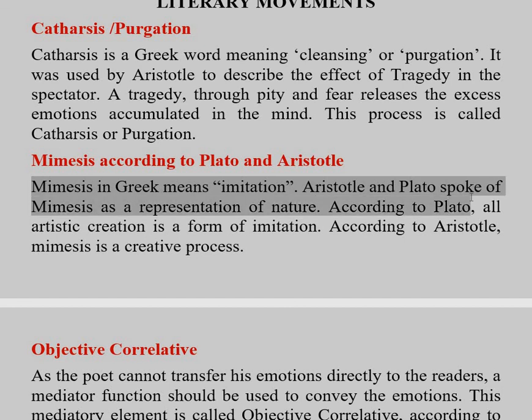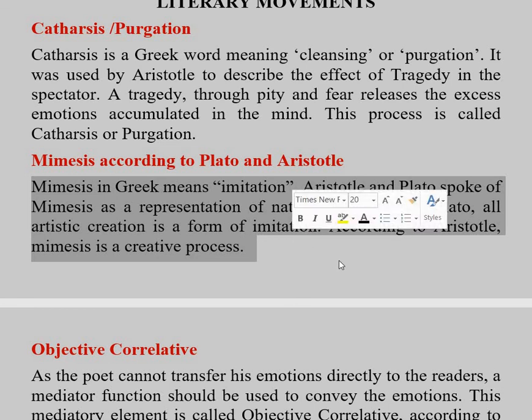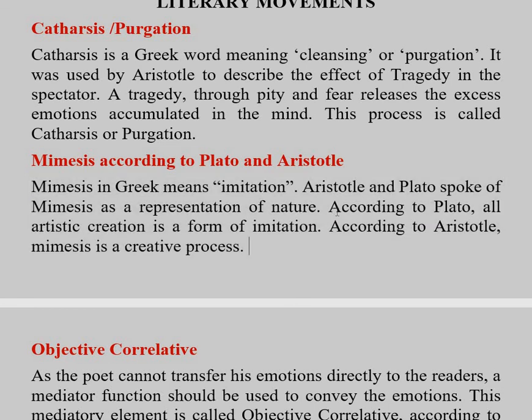According to Plato, all artistic creation is a form of imitation. According to Aristotle, mimesis is a creative process. Once again, according to Plato, all artistic creation is a form of imitation. According to Aristotle, mimesis is a creative process.